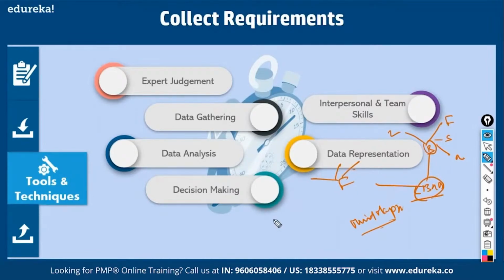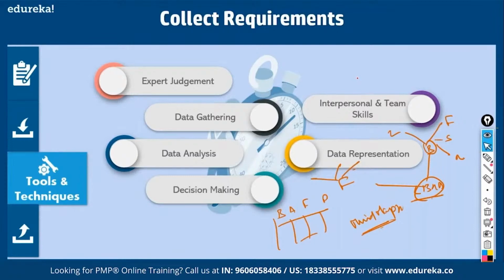Once you get all this data, you put it in homogeneous groups: all ideas relating to books, all ideas relating to audiovisual equipment, all ideas relating to furniture, all ideas relating to parking space. That is called affinity diagramming. You come up with mind mapping and affinity diagramming as data representation. So we have collected requirements. What do you come up with at the end of this process?